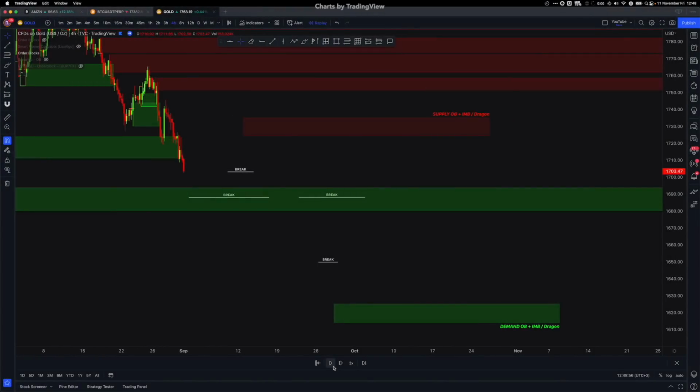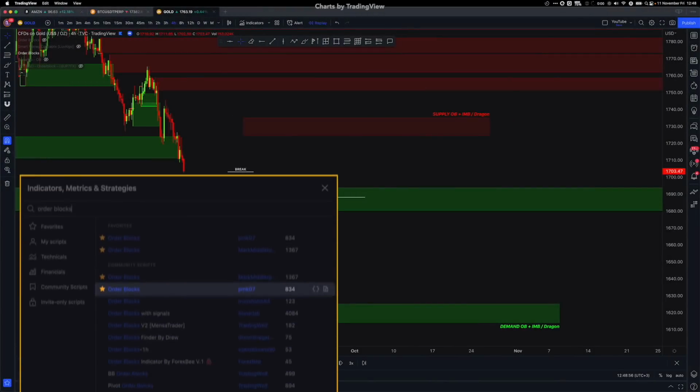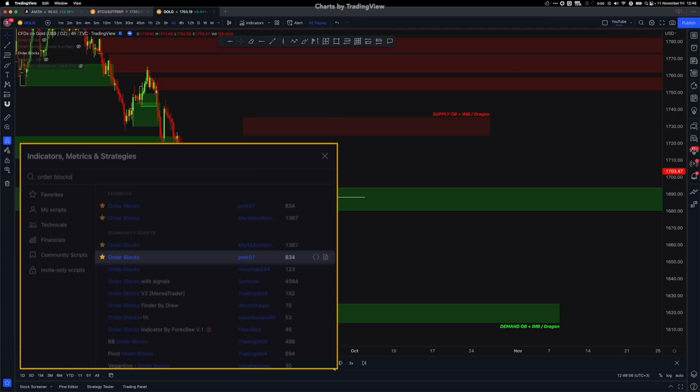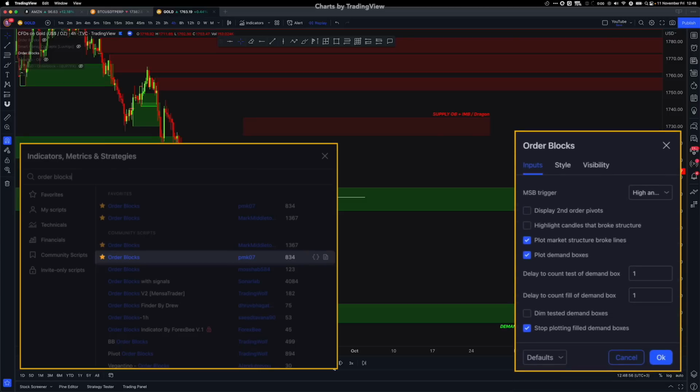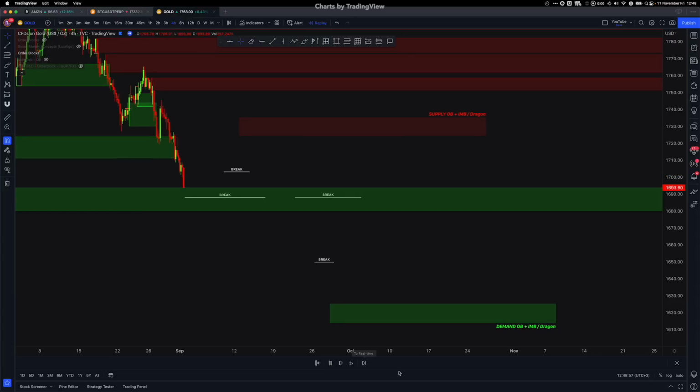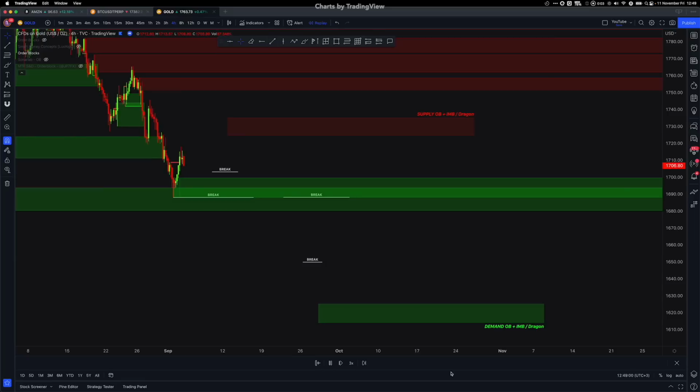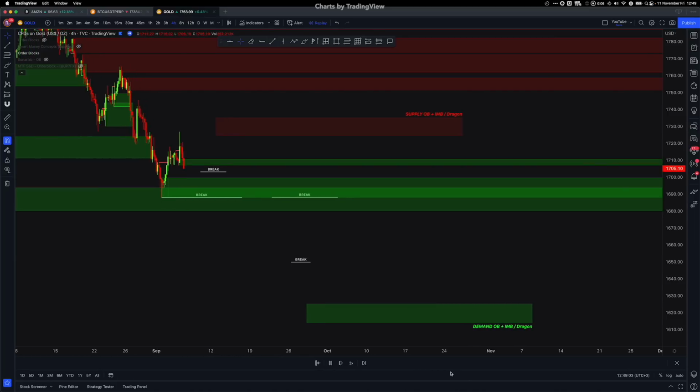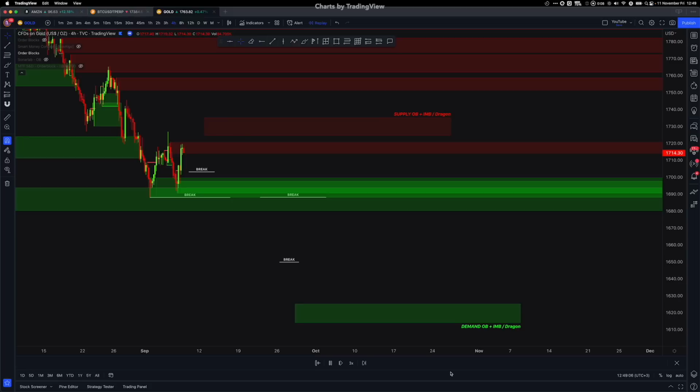This third indicator is another simple and powerful indicator without many features. It is called order blocks. You can find the indicator with the programmer's name. Again, if you look at the settings, not so many things to play with. I just keep the market structure and supply and demand settings checked, and I check the stop plotting used boxes tick box. This indicator already identified many supply and demand order blocks. Please ignore the previous zones, just focus on the ones I drew.